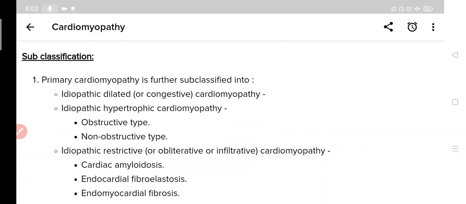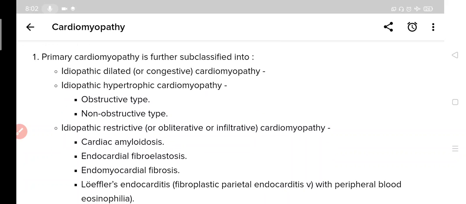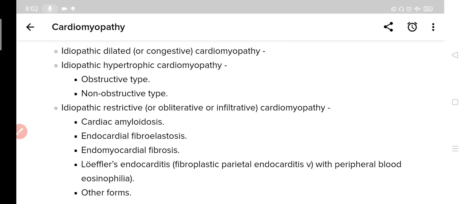Then again, primary cardiomyopathy has some subclassification. It is subclassified into three types, that is idiopathic dilated cardiomyopathy, idiopathic hypertrophic cardiomyopathy, and idiopathic restrictive cardiomyopathy. So these are the three subclassifications of primary cardiomyopathy. Idiopathic means of the thing whose cause is not known.